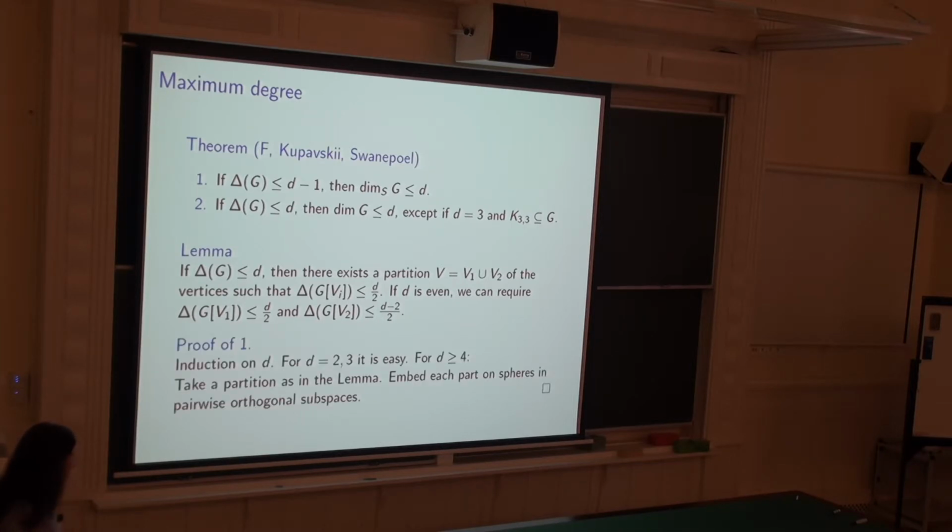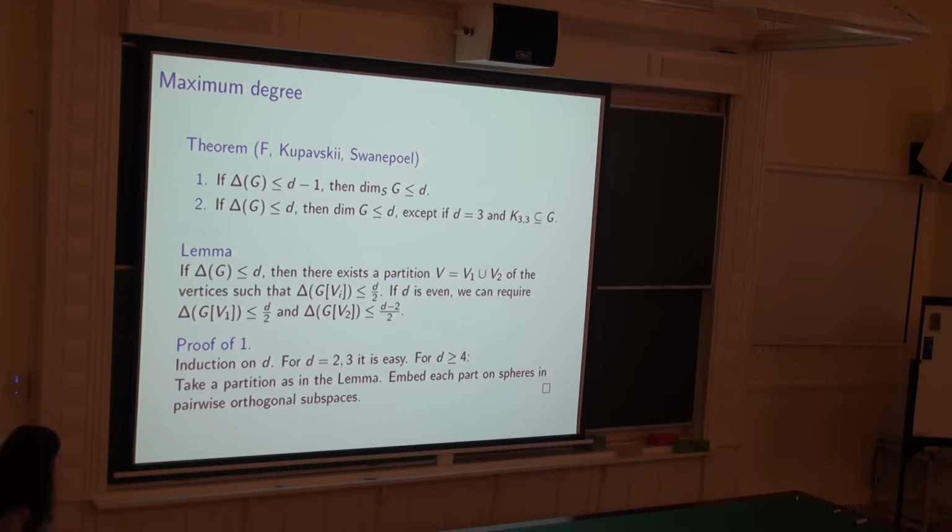Using this lemma, we can prove the first part by induction. For small values, it's easy. For example, for 3, we have that the maximum degree is at most 2. So the components are paths and cycles. We just have to embed paths and cycles on the sphere in the 3 space, which is easy. And for larger values, we do induction.